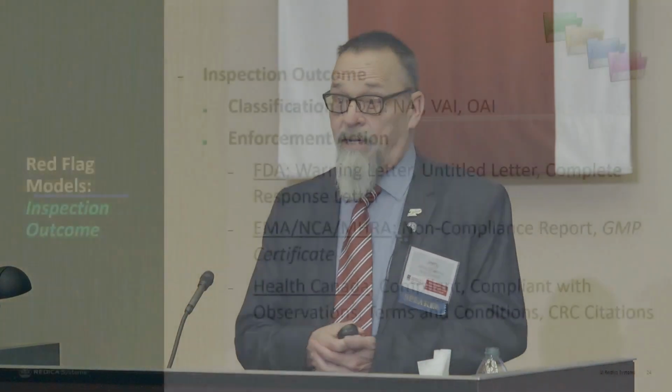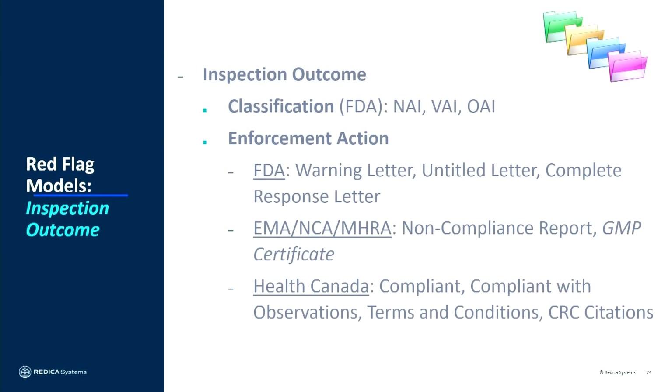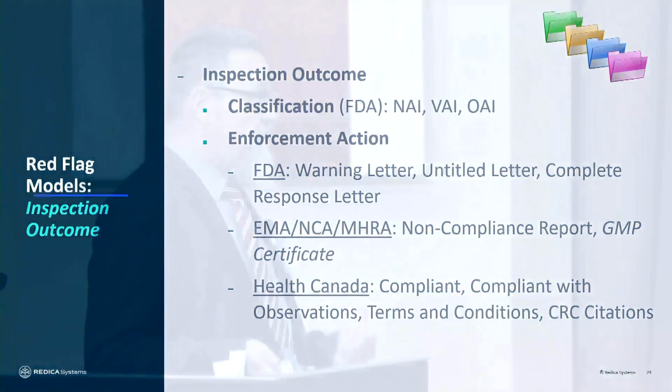Then you have the inspection, then there's an inspection outcome, right? So FDA classifies, right? You're familiar with NAI, VAI, OAI classifications. And then there can be enforcement actions, whether from FDA or, this is not completely FDA-centric, right? We have a lot of information from EMA, from their national competent authorities, and MHRA, and from Health Canada that all feed into that. So the outcome of the inspection also feeds into our model.